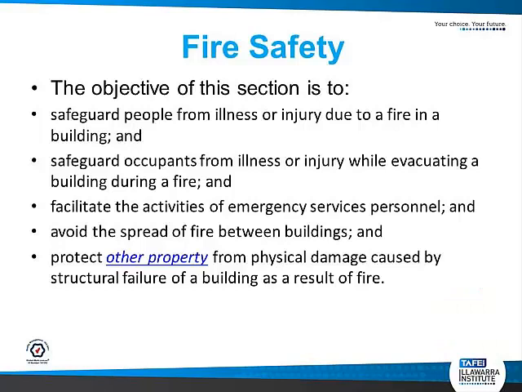Alright, the objectives of the section are to safeguard people from illness or injury, safeguard occupants from illness or injury due to fire, facilitate the activities of emergency services, avoid the spread of fire and protect other people. And you will see that in the NCC.